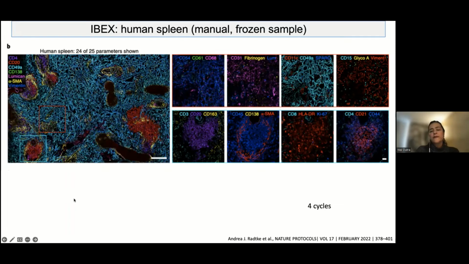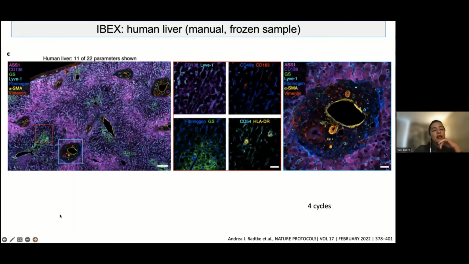So essentially, you can really have a very good idea of what's happening in physiologic conditions like she did, but you can also have a good idea of what happens with these tissues upon an infection or a disease, for example. Here again, another example.